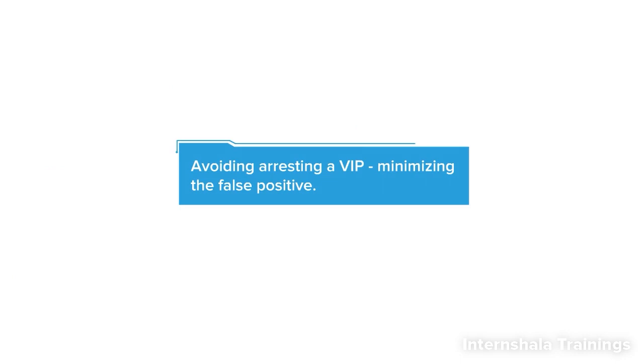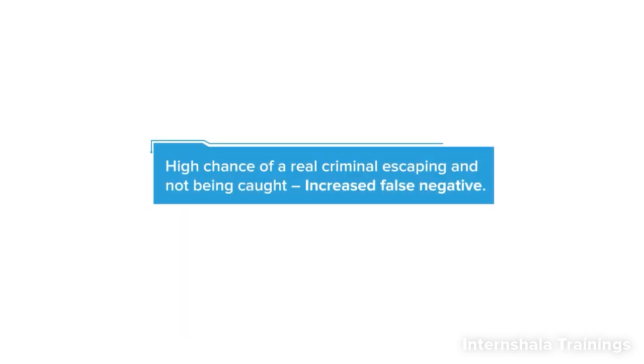In order to do that, we must avoid arresting VIPs as criminals, right? Take a moment to ponder this. Avoiding arresting a VIP as a criminal is analogous to minimizing the false positive. But in order to minimize this false positive, it is essential to understand that there is a very high chance of a real criminal escaping and not being caught. This means an increased false negative.